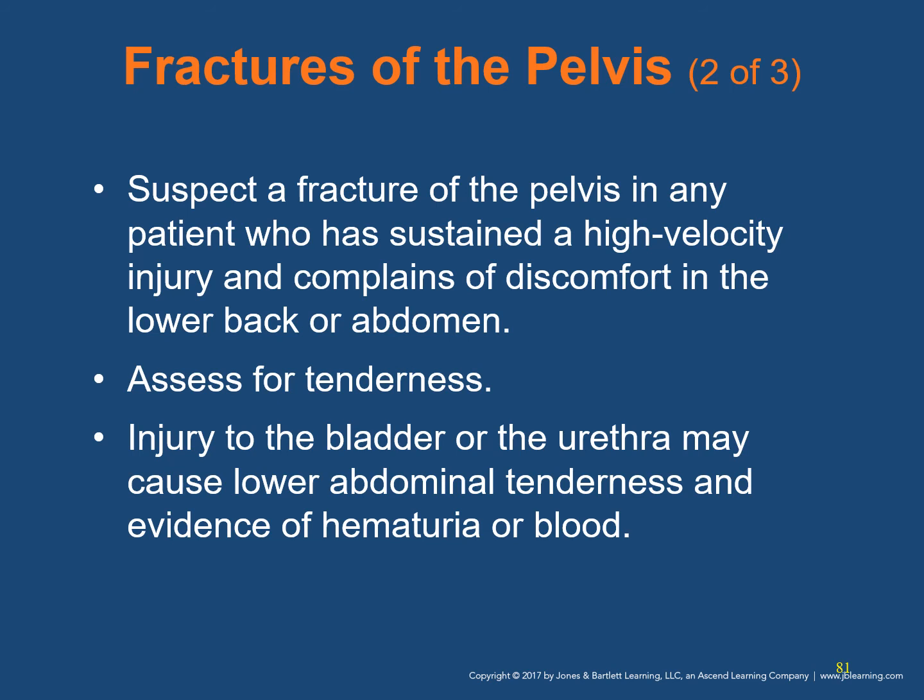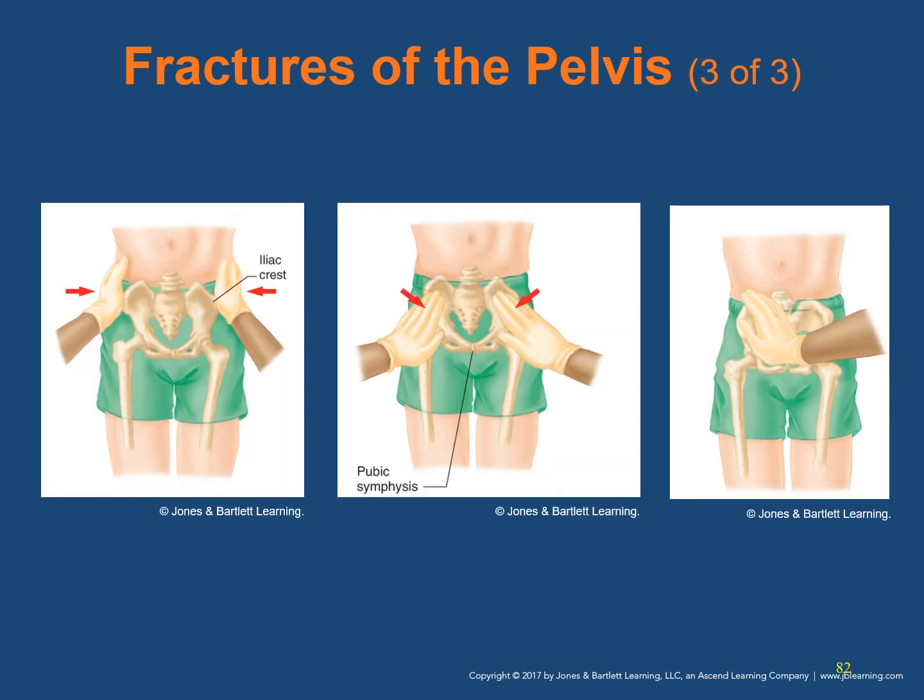If there has been an injury to the bladder or urethra, the patient will have lower abdominal tenderness and may have evidence of hematuria or blood at the urethral opening. Patients in stable condition can be secured to a long backboard or a scoop stretcher to stabilize isolated fractures of the pelvis. The figure on this slide shows how to assess the pelvic region for tenderness and instability.